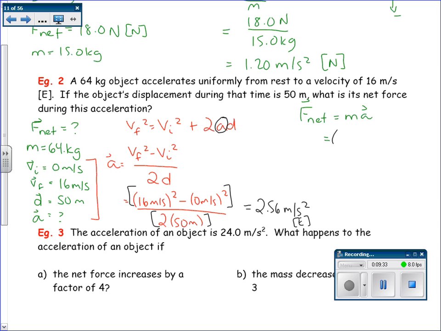So now we know the mass was 64 kilograms, and we're going to use the acceleration we found, 2.56 meters per second squared, and that's going to give us our net force, which comes out to be about 163 newtons, but with sig digs we want 1.6 times 10 to the 2 newtons, and that's east as well. I neglected to do my directional justification, make east positive and west negative, so I was keeping everything east positive.